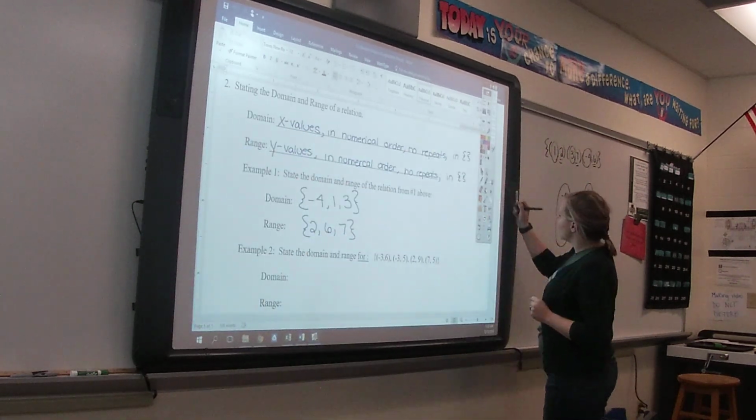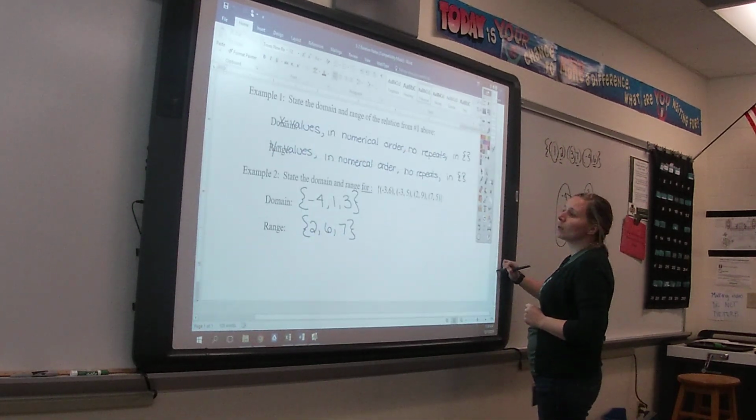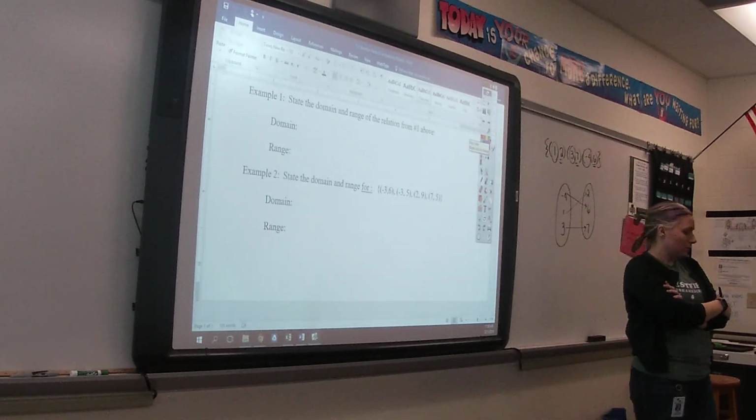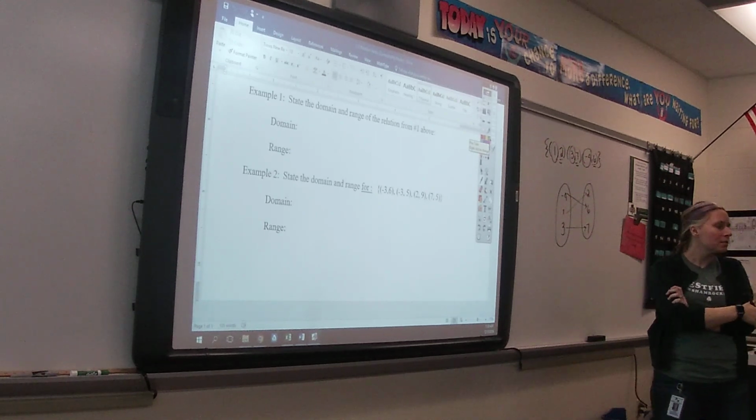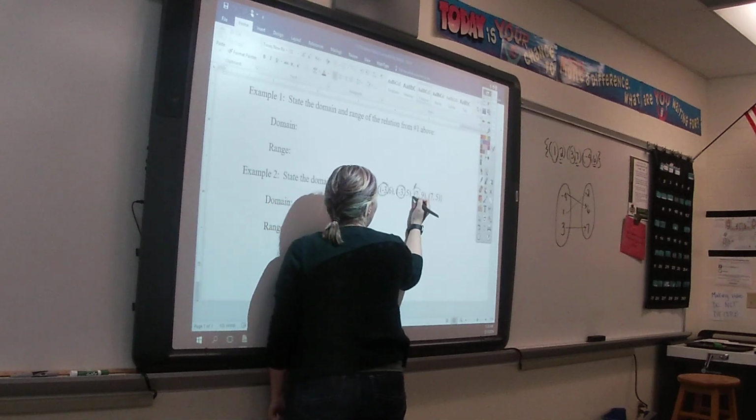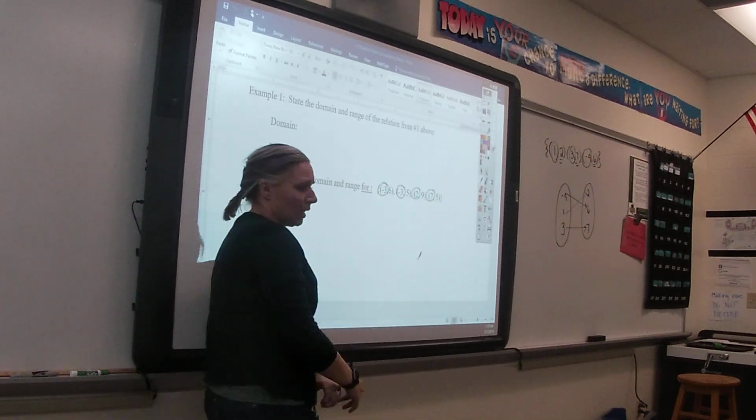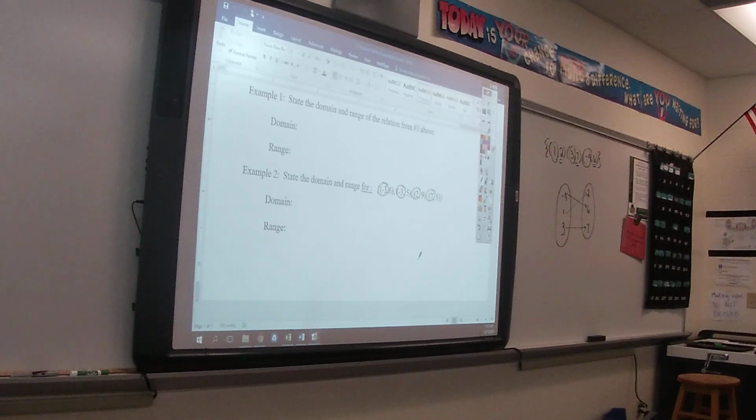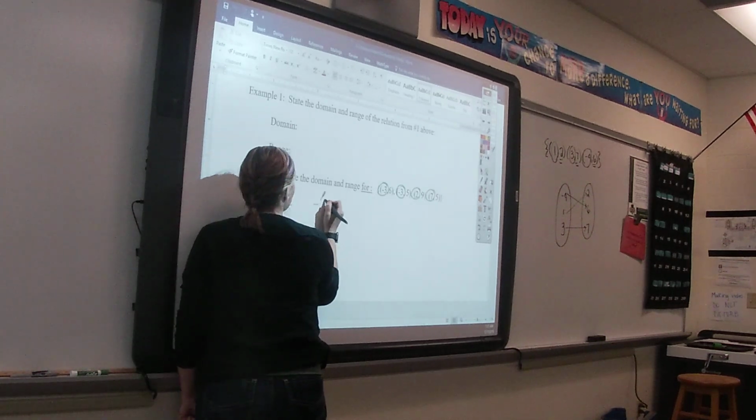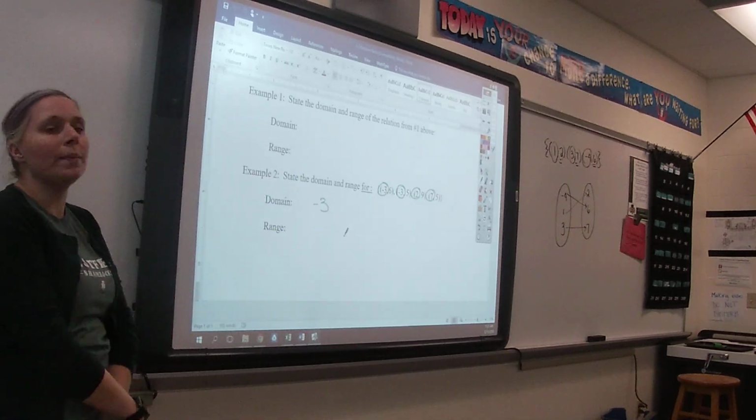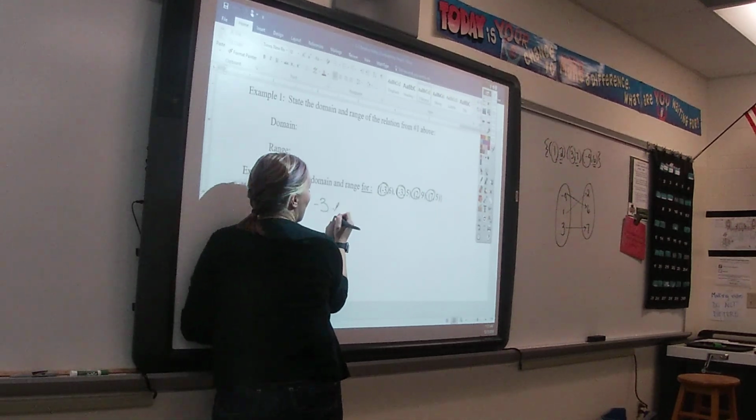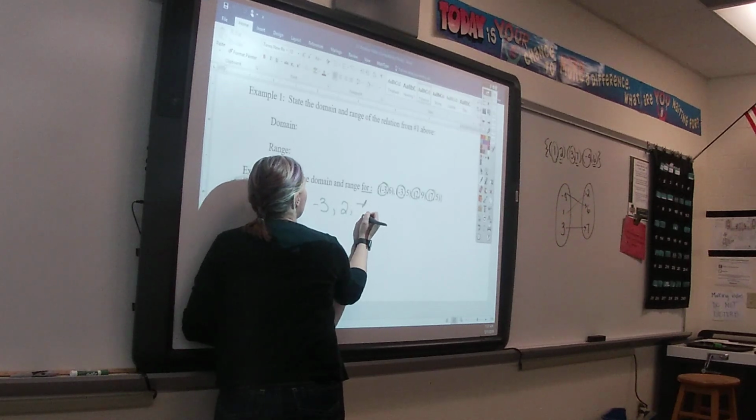So then let's look at this next example. If we want to list the domain for example 2, domain is which values? The x values. So if we're listing our x values, there are our x values. Can I list them in any order that I want? No, I need to go in numerical order. So what's my smallest number? -3. What am I going to list next? 2. Why am I not listing -3 again? Can't repeat. No repeats. So it only counts one time. So -3, 2, and 7.